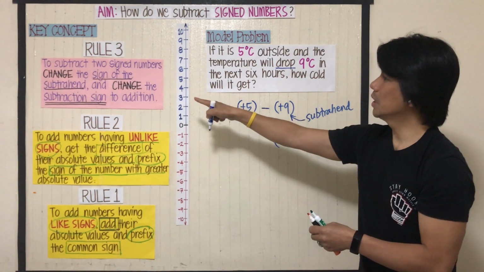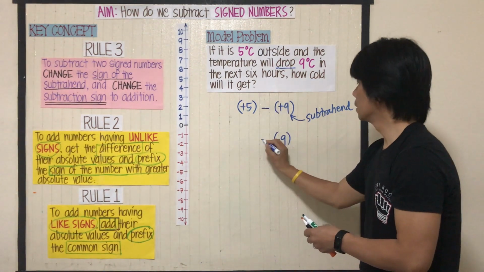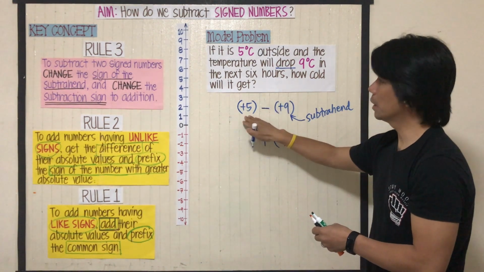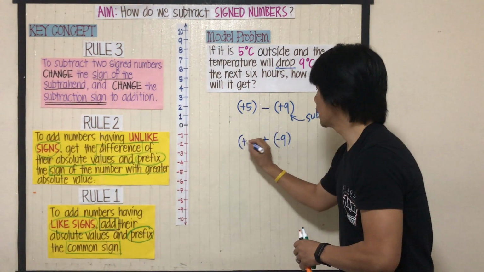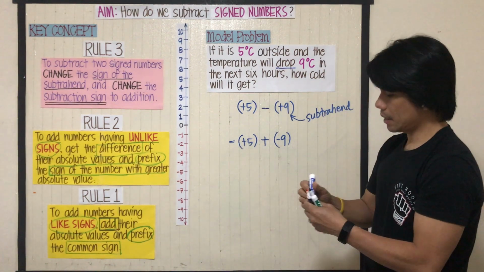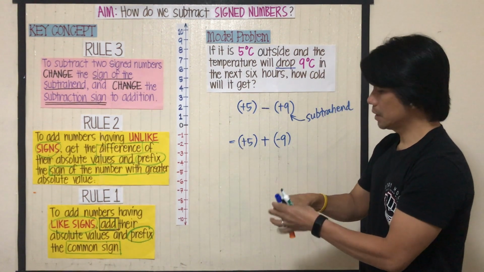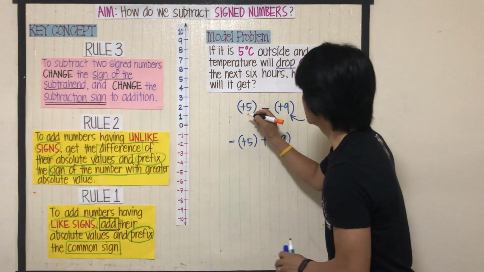Step 2, change the subtraction sign to addition. From subtraction to addition. So what do we do with this number on the right? You keep it. Positive 5, don't change anything. Now going back to what we just did, what do we do with this number on the right? We keep.